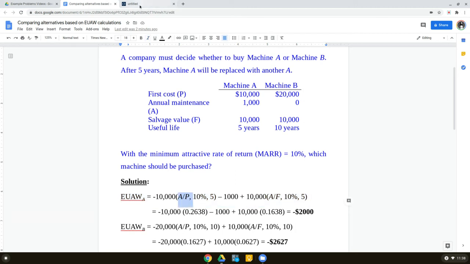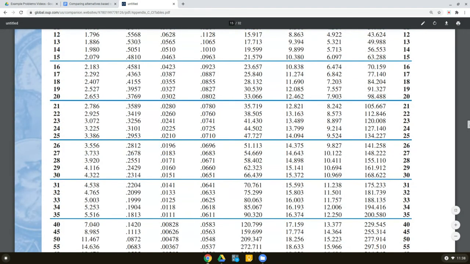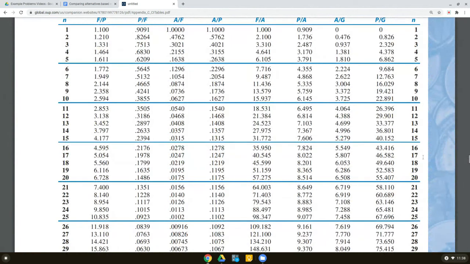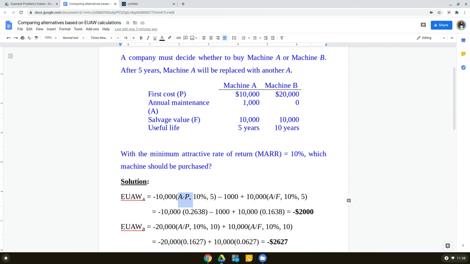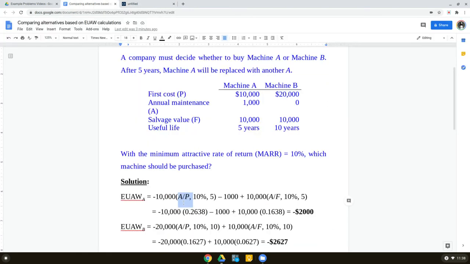Find A given P. We need to look at the 10% compound interest table. So when you scroll down, that is 10%, and we need to calculate A given P for the 5 years. The first column gives the number of years, so 5 years, and we want to find A given P. The capital recovery factor is 0.2638. Here it is, 0.2638.